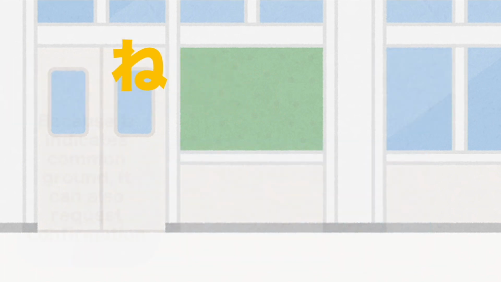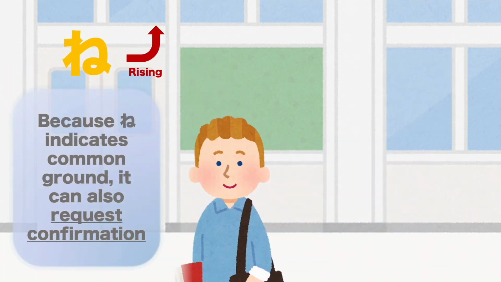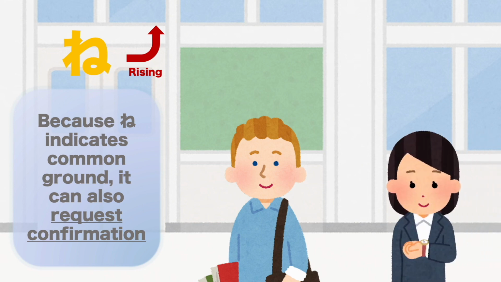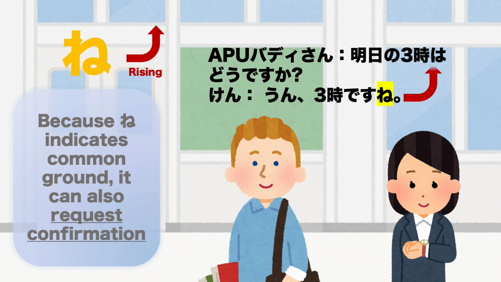The first example is ne with a rising intonation, which can be used to request confirmation. If you realize that it's already 5 o'clock, the time conversation practice ends, you can say, もう5時ですね, with a rising intonation to ask a question and get the listener's attention. The second example is also ne with a rising intonation to request confirmation to meet next time. For instance, if an APU buddy suggests 3 o'clock by saying, 明日の3時はどうですか? you can confirm the time by responding with ne using a rising pitch, such as, 3時ですね.